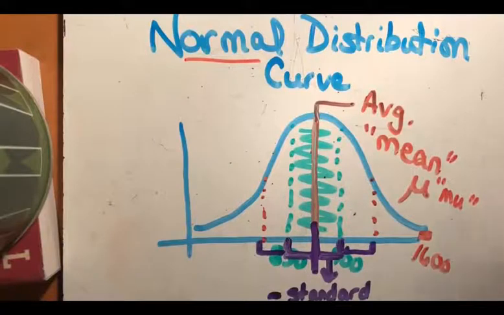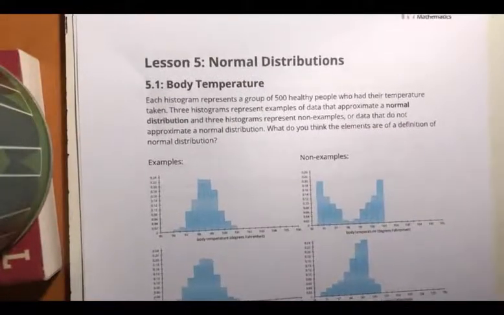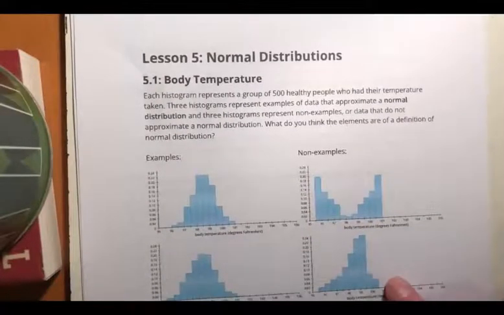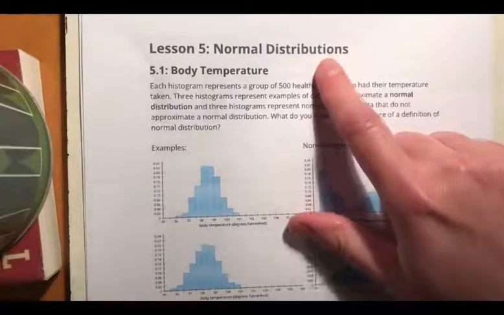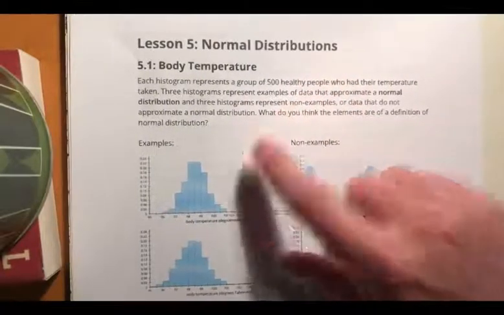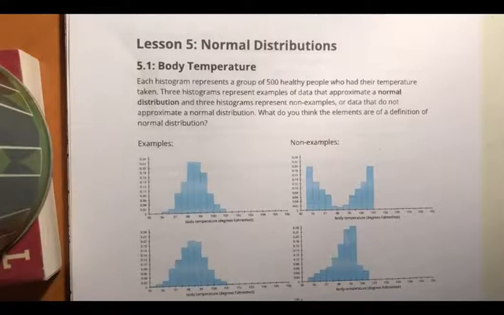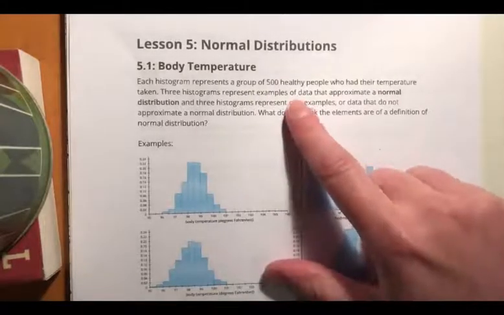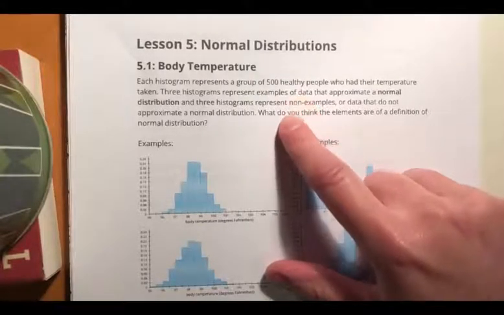We're going to be looking at a lot of different kinds of data, and I'm going to turn now to some of our information from our workbook. So, I'm on lesson 5 from our workbook. And we're going to zip through this intro just to get another idea about what a normal distribution is. So this one is looking at histograms down below and how they represent a group of 500 healthy people who had their temperature taken.